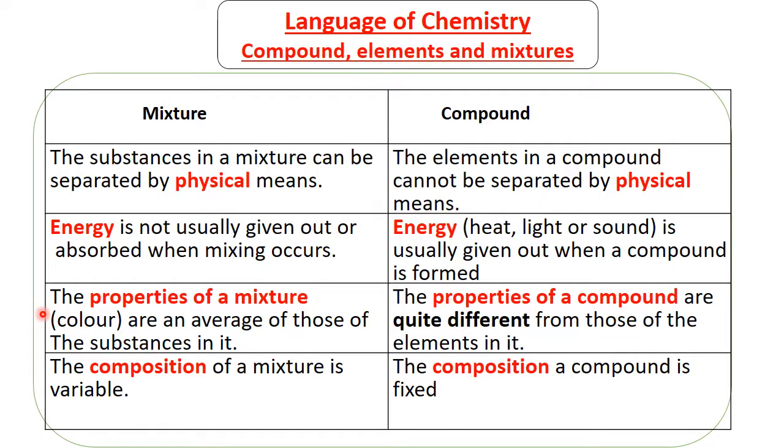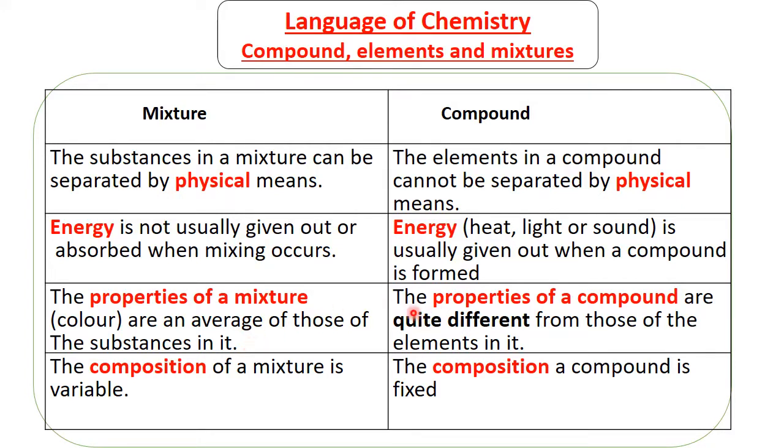The properties of a mixture, such as color, density, weight, and sweetness, are an average of those of the substances in it. What this means is the sweetness of your sugared water always depends on how much sugar you've added and how much water you've added. So they are in between the two constituent substances.